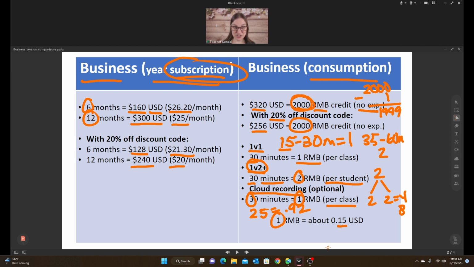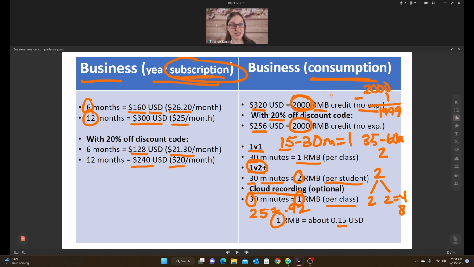The great thing about the consumption is you only pay if you teach. So with the subscription, if you teach 2 classes a month, or if you teach 200 classes a month, you're paying the same price because it's one class for 12 months. But with the consumption, if you teach 2 classes a month, you only deduct 2 classes from your account. But if you teach 200 a month, it's going to deduct 200 classes. So it really depends on how many classes and students you teach each month to determine which one is best for you.